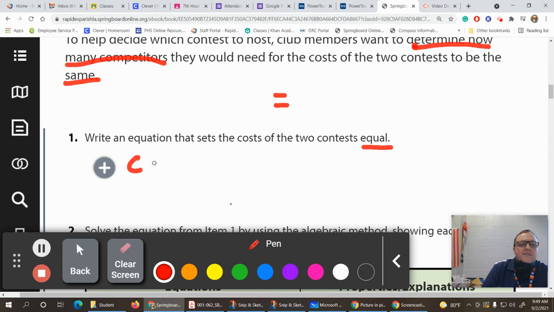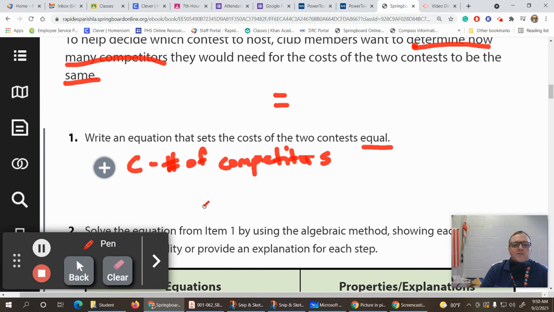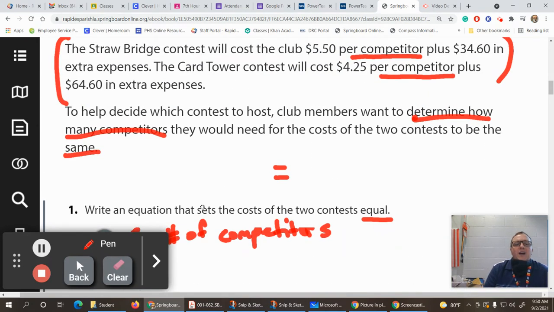So we're going to define C to stand for the number of competitors. Sorry, it's all blurring together. I don't know how to shrink it down using this. So C is going to stand for the number of competitors. So let's pull out our equation.